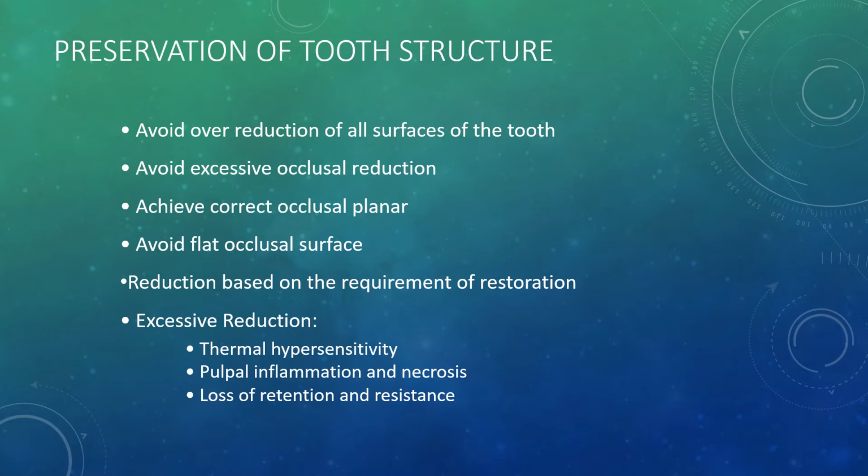So whatever tooth preparations you are going to do, it should follow the anatomy of the existing tooth, like how the natural tooth was earlier before you begin the preparation. Then you have to reduce based on the requirement of the restoration. You should not unnecessarily remove excess tooth structure, hence leading to weakening of the tooth structure. So what happens when you are reducing the tooth excessively? It leads to thermal hypersensitivity, then pulpal inflammation and necrosis, and loss of retention and resistance form.